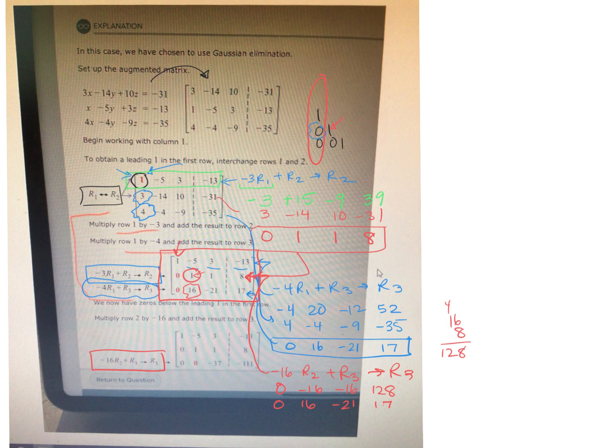And actually, I just realized it was 17. Let's see, hold on. 8 times -16. So that would make a -128. So let me fix my error there. So we combine those together, we get 0, 0, -37, and then -111. Which is what they have in that third row. So I hope that helps.